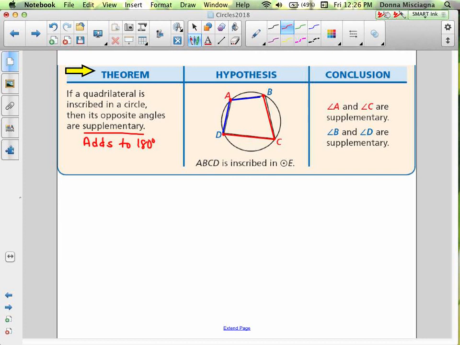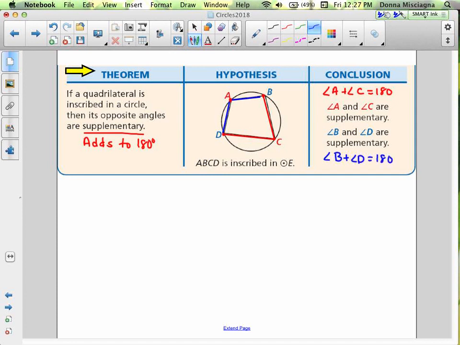So that means that angle A and angle C are supplementary. Angle B and angle D are supplementary. Right? So if we know what angle A is, we can just set angle A plus angle C equal to 180 and solve for whatever we're missing. Likewise, angle B and angle D are supplementary. And so if we add angle B plus angle D together, they would equal 180.